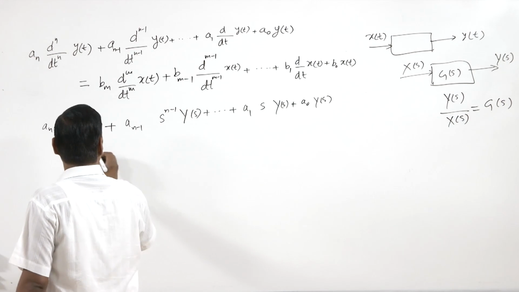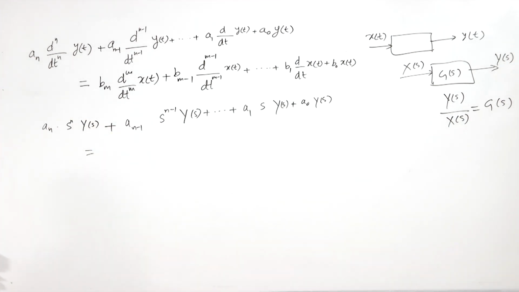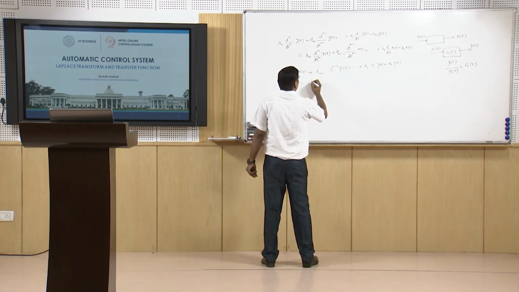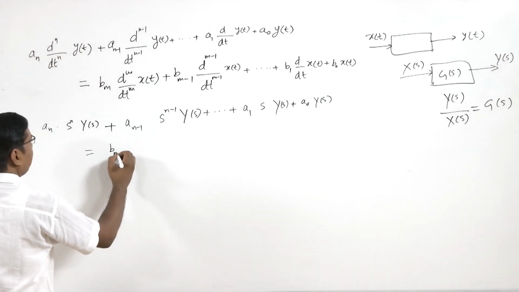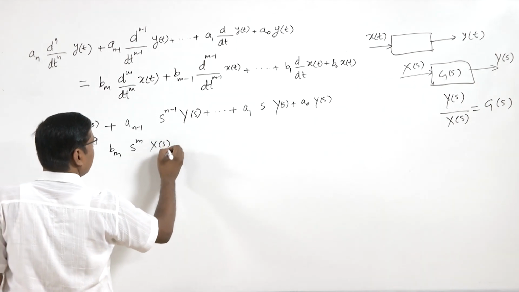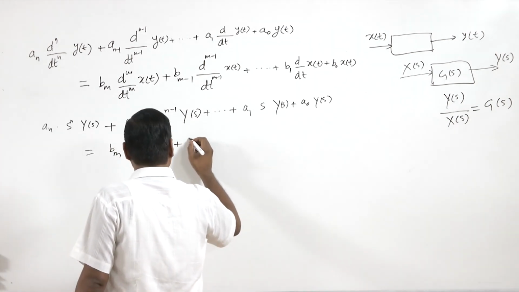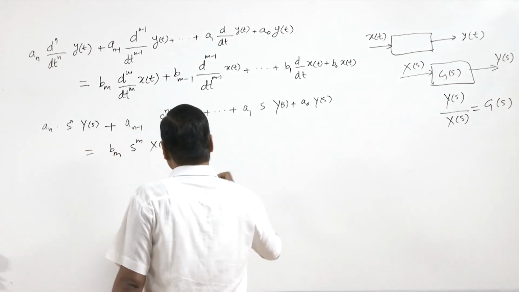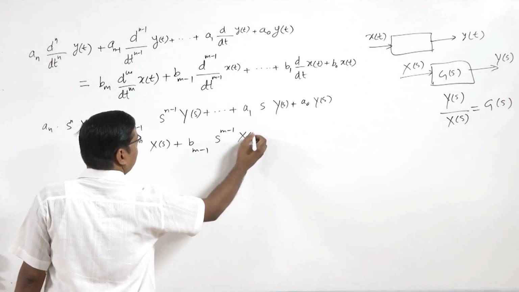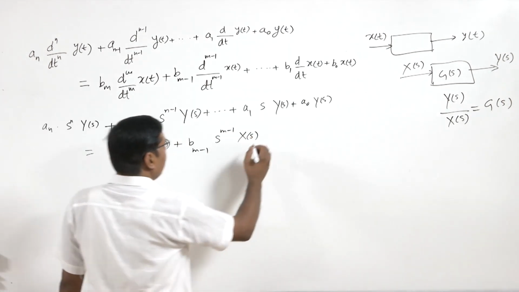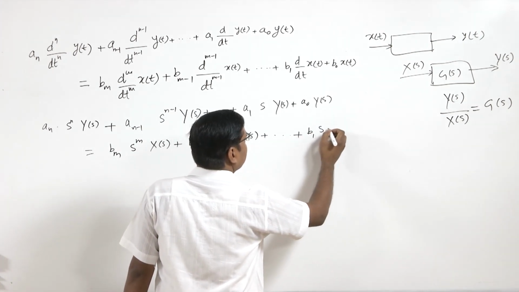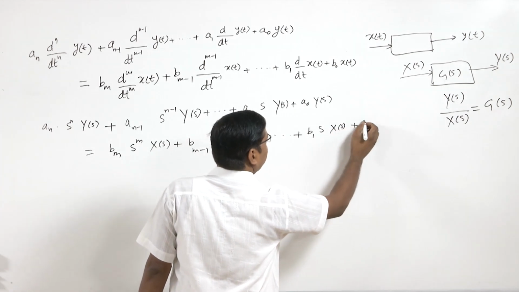and this is equal to, similarly, on the input side, the differential equation to the input side is b_m s^m X(s) plus b_(m-1) s^(m-1) X(s) plus b1 s X(s) plus b0 X(s).